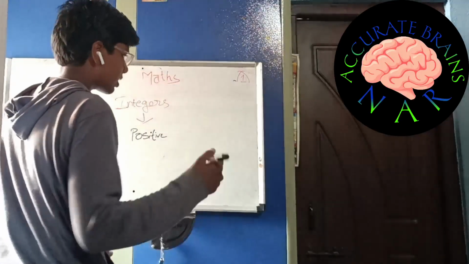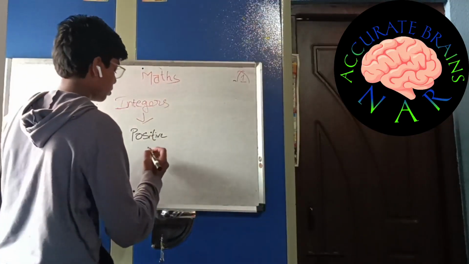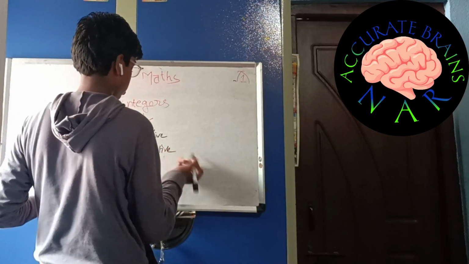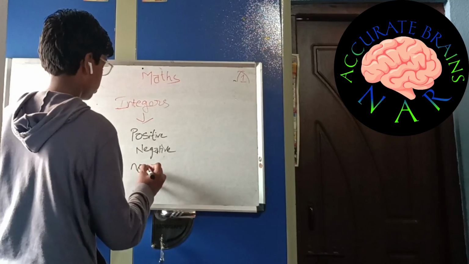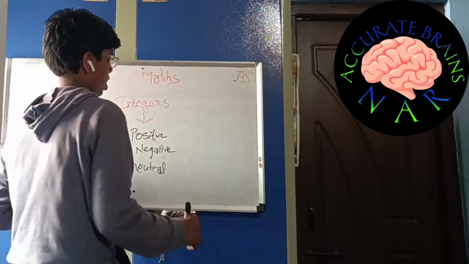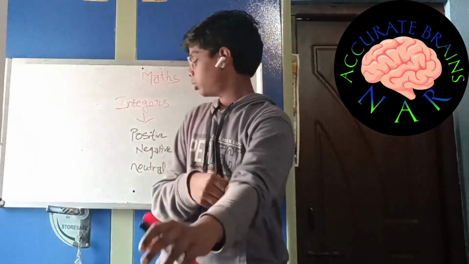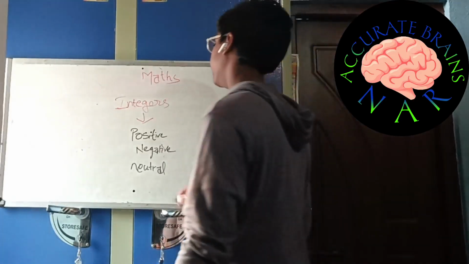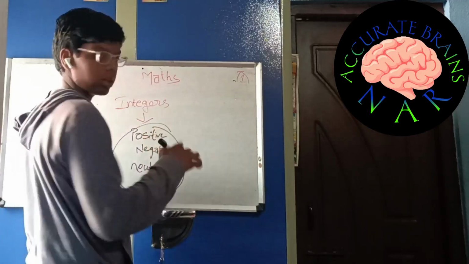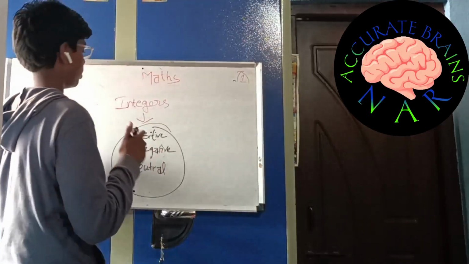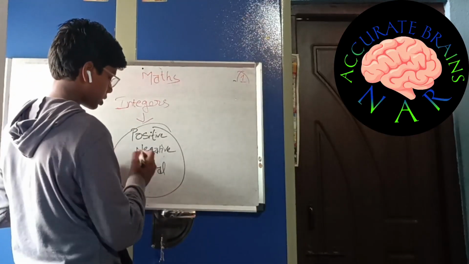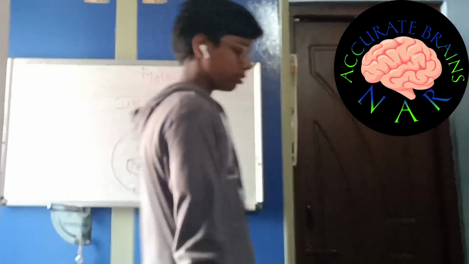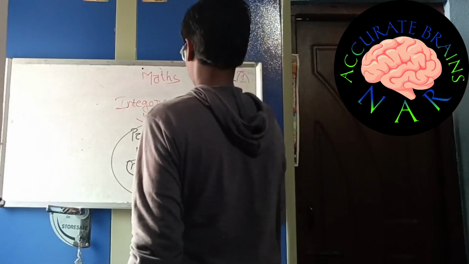Okay, so let's continue with this. Positive numbers, negative numbers, and neutral number. So here we have totally 3 groups of numbers in integers. Let's mix them, so these 3 groups together form the integers. First, 0 will be in the middle. Okay, I will write here.